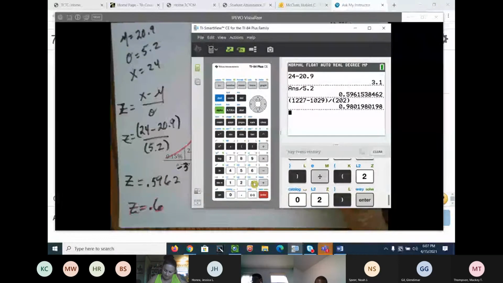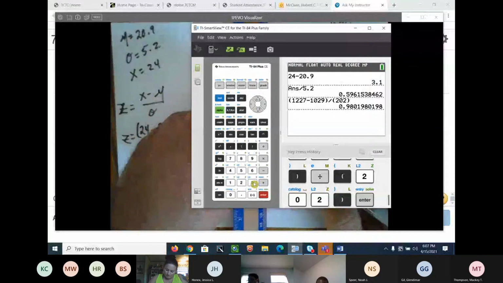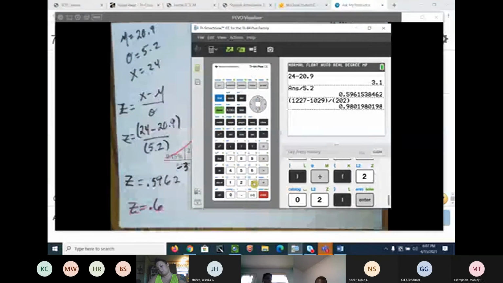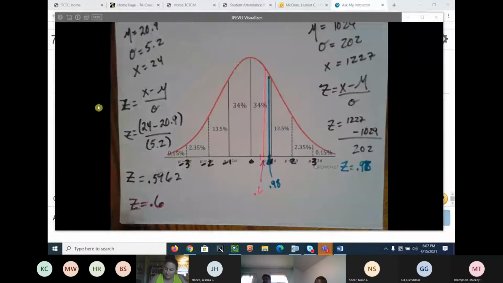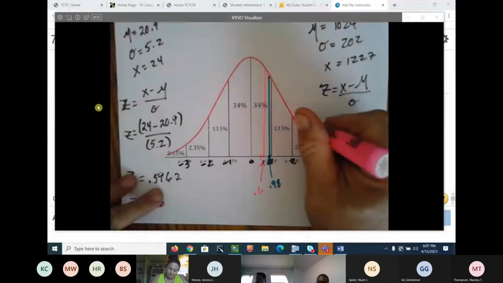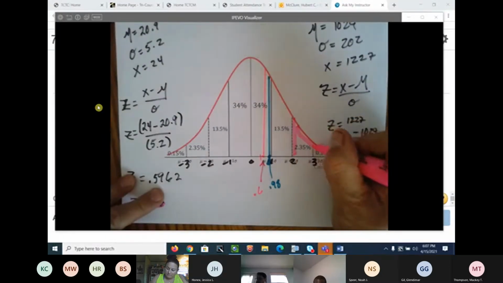Now, do y'all remember LBJ versus Shaq? Which one is closest to unusual, the blue or the red? Which one is closer to unusual? You know your unusuals out here. The blue. So your blue is your better score.